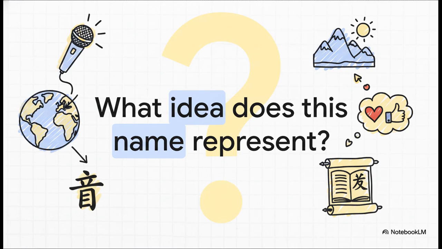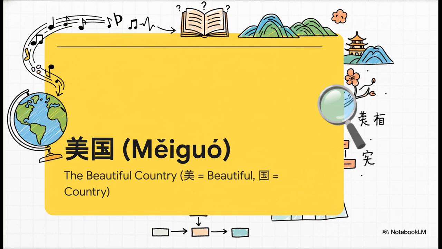Right? It's definitely not a phonetic match. This is a name that was chosen for its meaning, for an idea it's supposed to represent. So, any guesses what that idea might be? And here it is. Mei means beautiful, and guo means country. So in Mandarin, the United States is known as the beautiful country. How amazing is that? It's so aspirational. And hey, pay close attention to that second character, guo, which means country. We're going to see that little guy again.